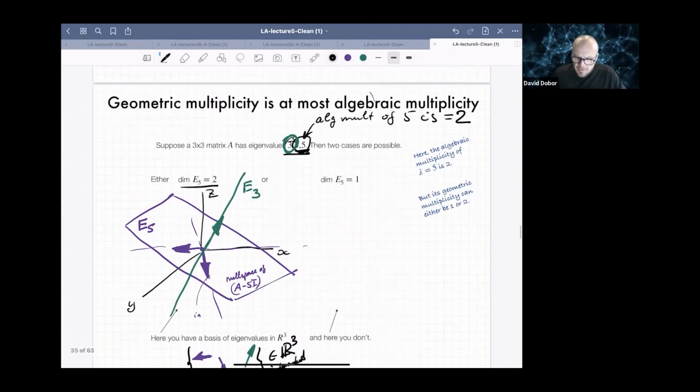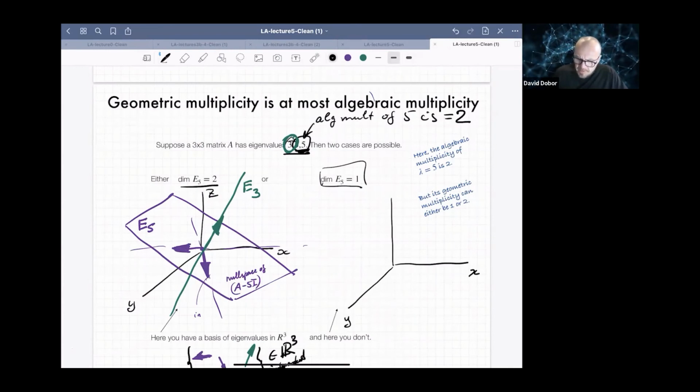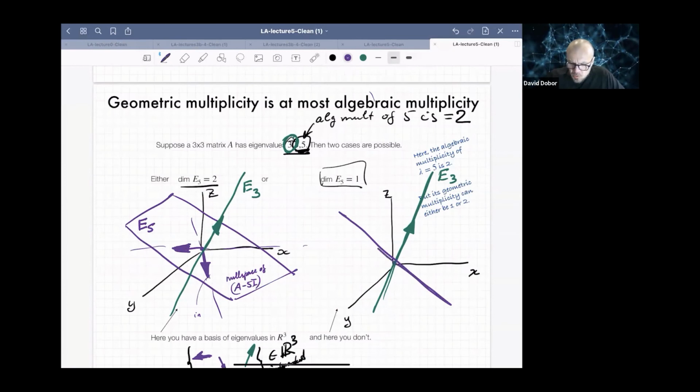But what happens here if the dimension is 1? Then the picture looks a little bit different. So here's my Y, here's my X, here's my Z, and here's still my line there. So E3 is still there. It has its own vector, it's pointing that way. But then instead of a plane, as we had in the example number 2 of today, the purple E5 is going to have just one vector in the null space, not two independent ones, but just one vector in E5.